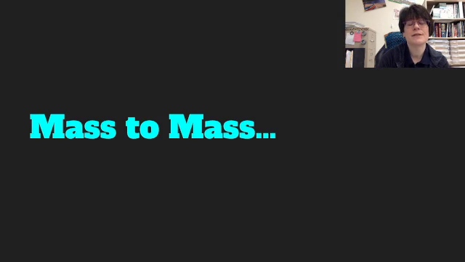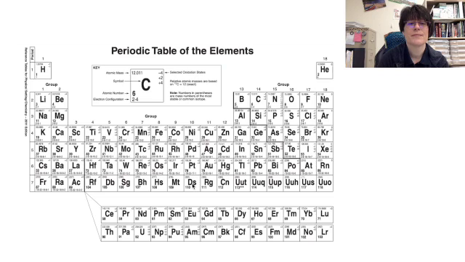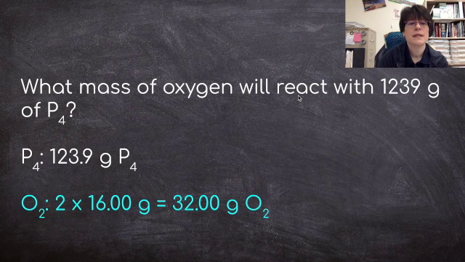So finally, another type of problem we can do is mass to mass. Using the same equation, we must calculate the molar masses of the known and the unknown substances when we do this. So we already know the phosphorus. We need to know the oxygen, 15.9994. So the question is, what mass of oxygen will react with 1,239 grams of phosphorus?